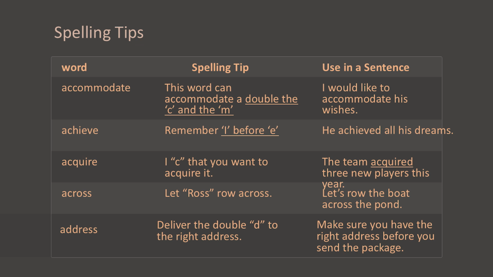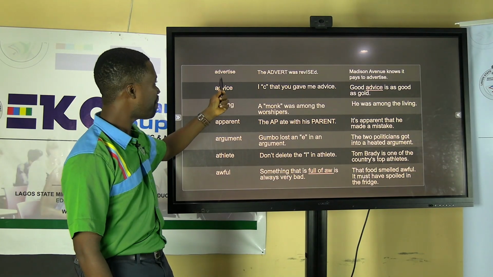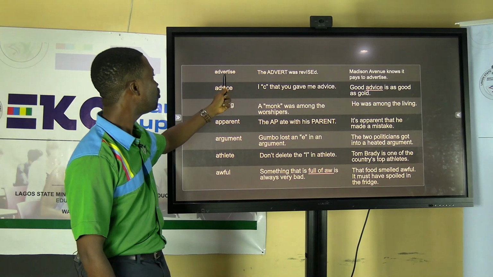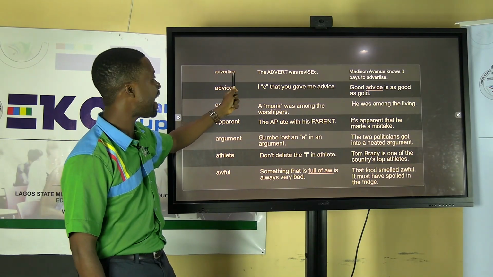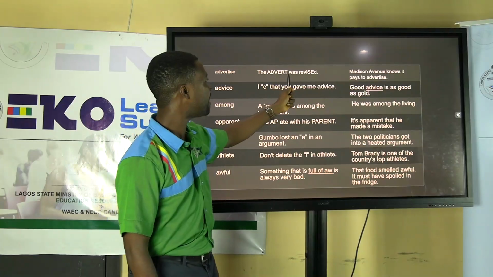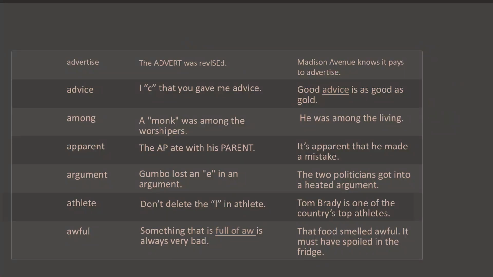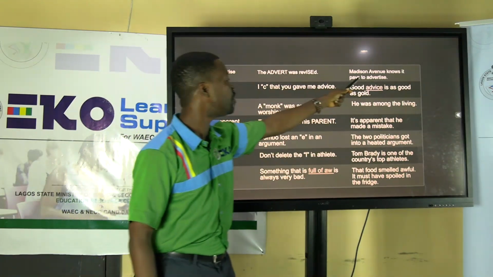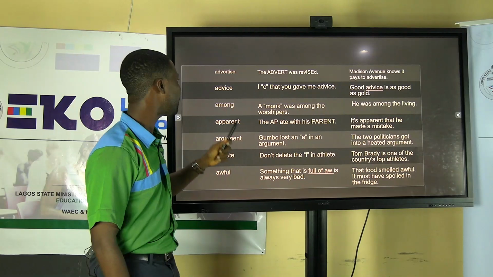We also have the word advertise. You always remember that to spell advertise, you must always have your ISE. The advert was revised. It can help you remember advertise. For example, Madison Avenue knows it pays to advertise.